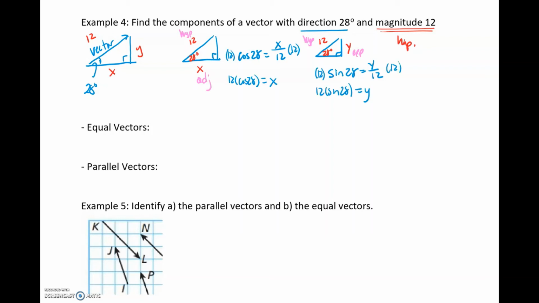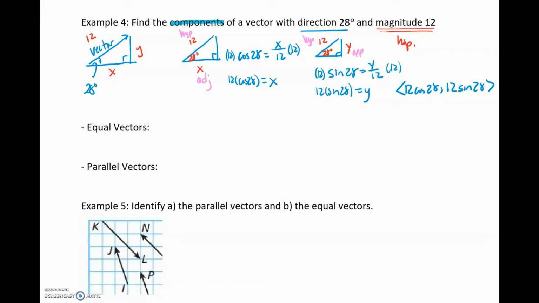And then remember, we're looking for the components. So the components mean we want to write component form, which is with those pointed brackets. So we want these little kind of less than greater than signs. So x is 12 cosine 28, y is 12 sine 28. This is the exact value, right?